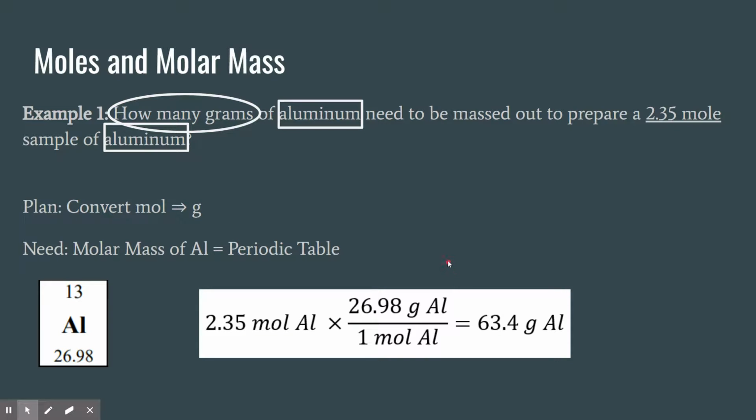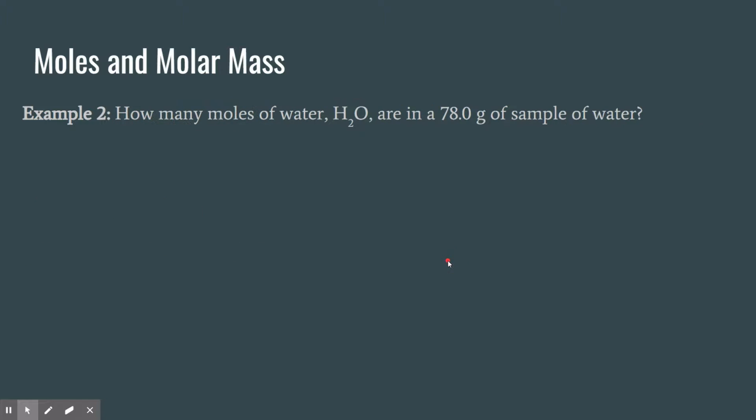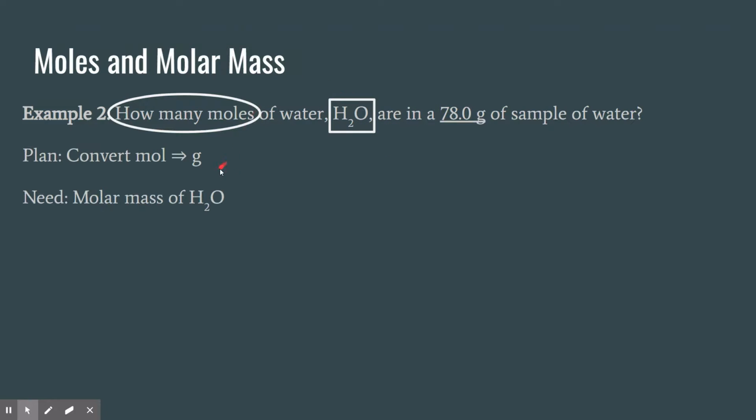Let's take a look at another example, but let's do it for a compound. How many moles of water are in a 78 gram sample of water? Ooh, I also changed the plan. We're going from grams to moles this time. So underline, circle, square, underline 78 grams. How many moles is my question. My substance is water. I know that I'm going from grams to moles, sorry, error there. Molar mass of water is what I'm going to need.